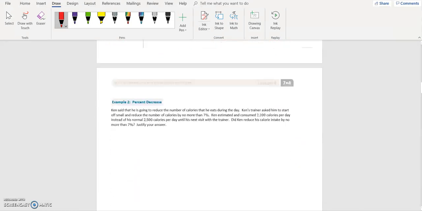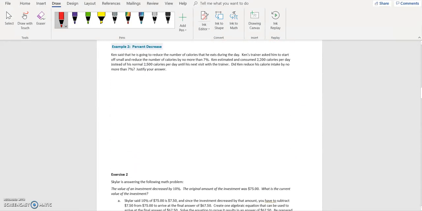Okay, let's look at example number 2. Our example is so nice that it tells us that this is going to be a decrease one, but let's find those words in here. Ken said that he is going to reduce the number of calories that he eats during the day. Ken's trainer asked him to start off small and reduce the number of calories by no more than 7%.